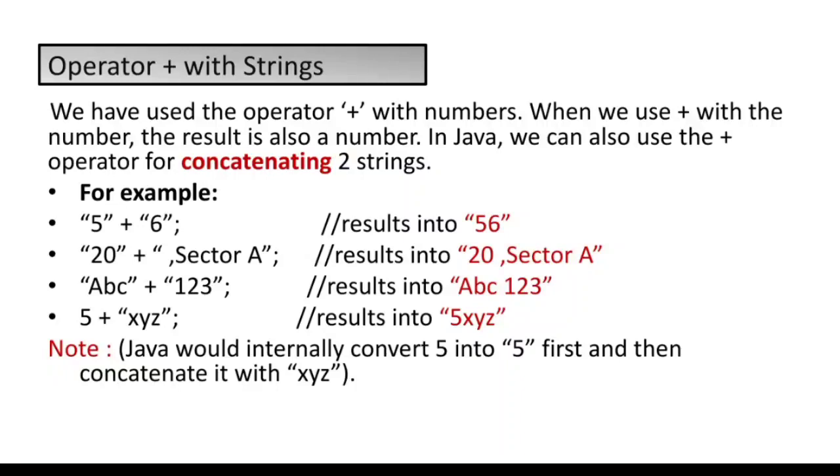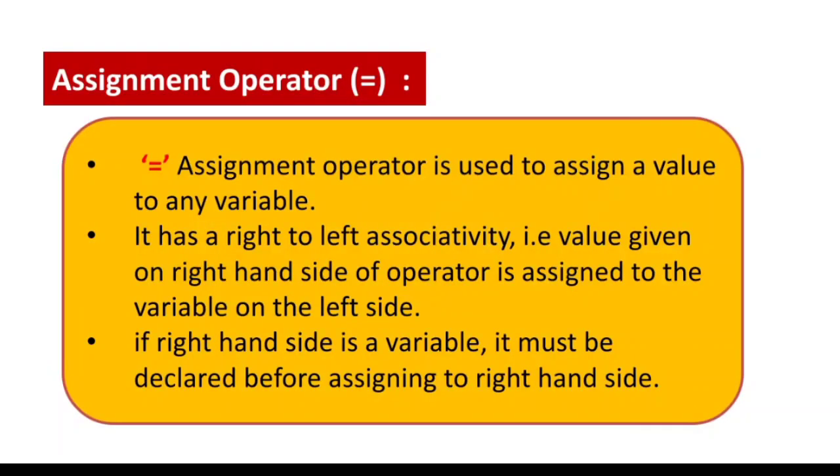Like this, when you use "20" within double quotes plus "1", the answer comes like this. Then "ABC" plus "123" comes like this. 5 plus "XYZ" in double quotes gives 5XYZ. You see the note here: 5 is a number and "XYZ" is a string. So when 5 plus "XYZ" is given, the integer value is automatically converted into a string and joined with XYZ. Understood? Then we come to the assignment operator.